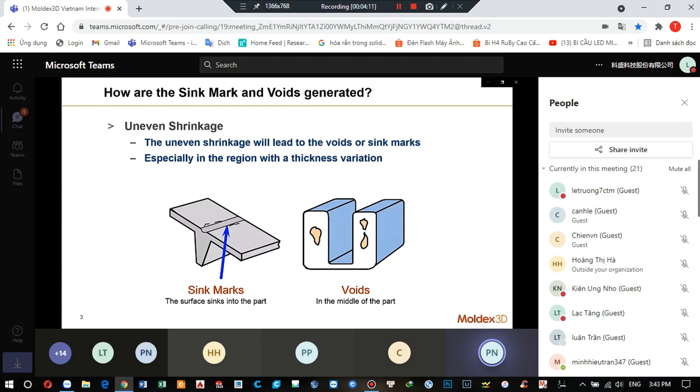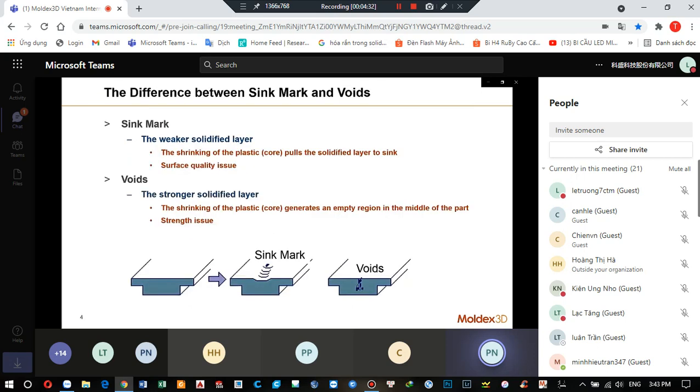And on the right-hand side, there is also thickness variation. But this time, we get the void just in the middle area of our part. In the next slide, we will explain why there are different defects based on the same kind of root cause. So now, we would like to explain why there is a difference between seam marks and voids.